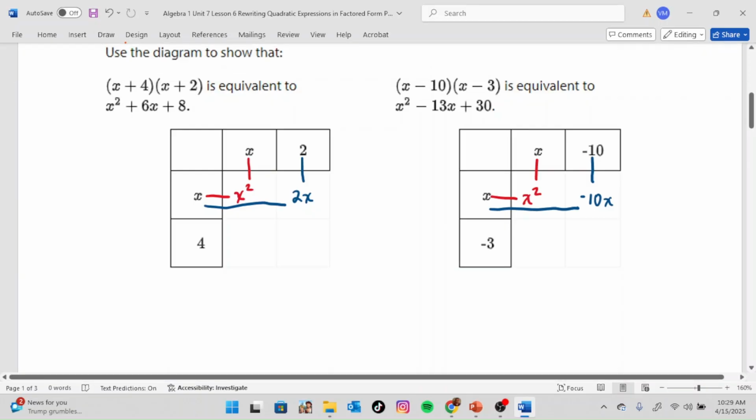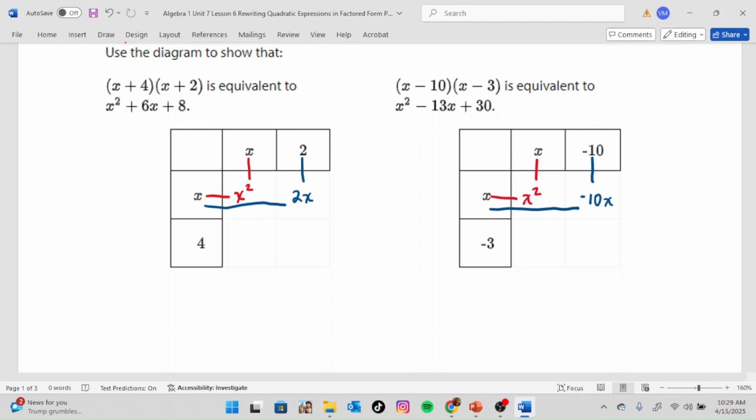Now we go to the bottom left, or I guess middle bottom. We've got this x at the top, and we're going to bring it down, and we're going to multiply by this 4 on the left, and that's going to give us a 4x. And then we'll do the same thing over here on the right. We're going to bring this x down, and we're going to multiply it by this negative 3, and that's going to give us a negative 3x.